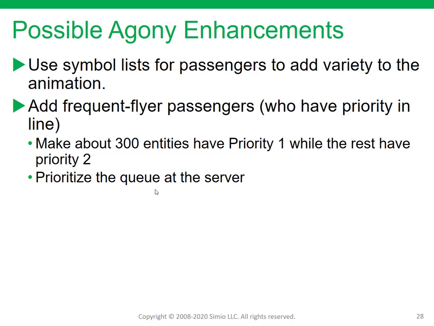We can add frequent flyer passengers, so maybe we want to prioritize the queue in front of ticketing and have some random probability whether an arriving passenger is a frequent flyer or not. So these are some possible enhancements that you should experiment with now that you have the base model.